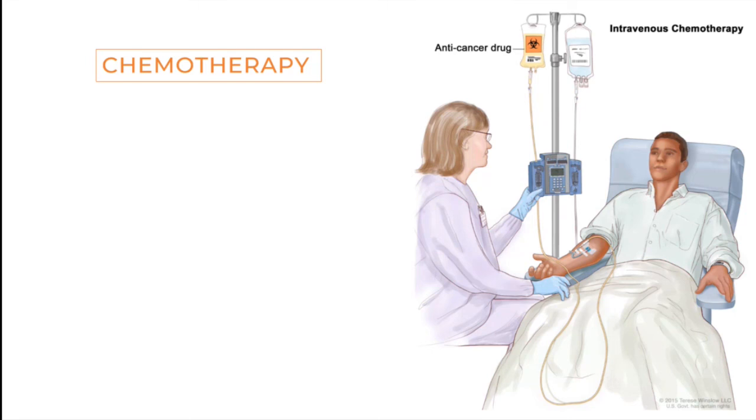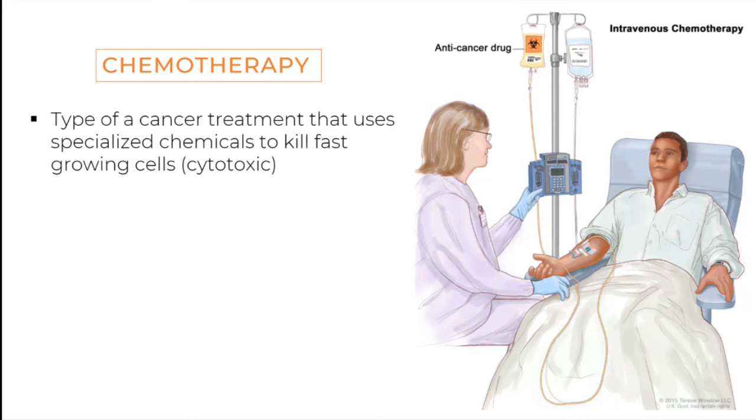So we'll talk about chemotherapy first. Chemotherapy is kind of loosely used as a term to describe any type of medicines or drugs that are used to kill cancer cells. But for the purpose of my lecture, when I say chemotherapy, I'm referring to traditional cytotoxic chemotherapy. This is a type of cancer treatment that utilizes specialized chemicals to kill fast-growing cells. So it's usually given through the IV, as you can see in this picture, goes into the body and kills rapidly dividing cells, and is almost not able to discriminate between normal cells or cancer cells.